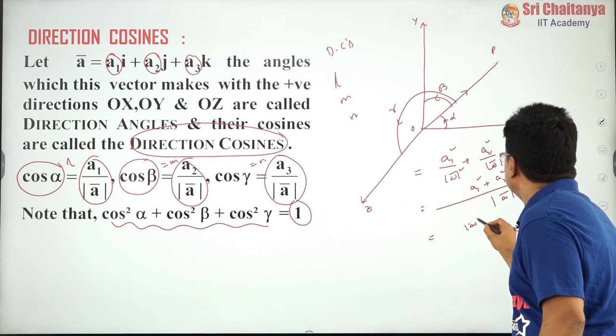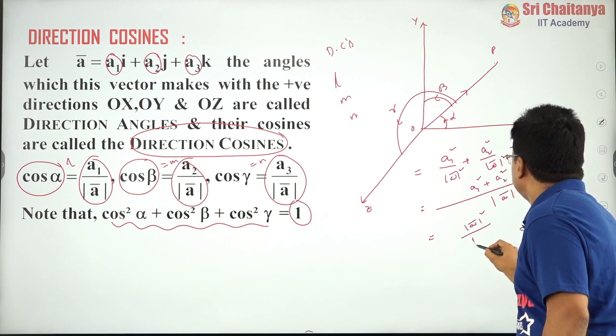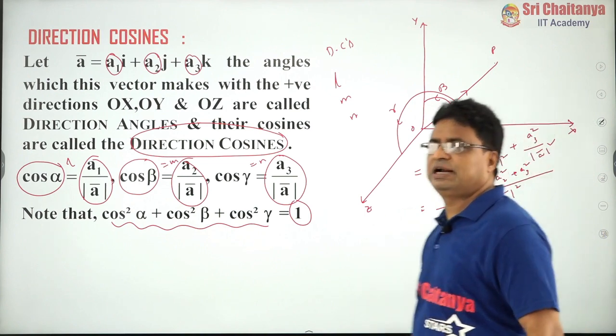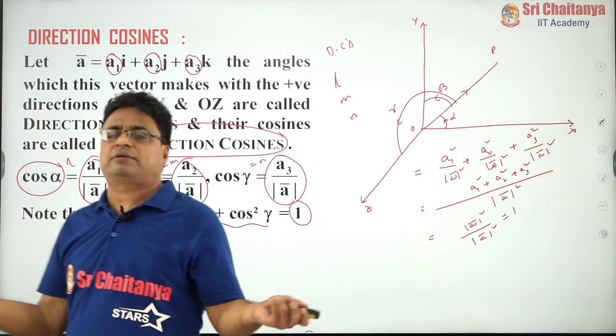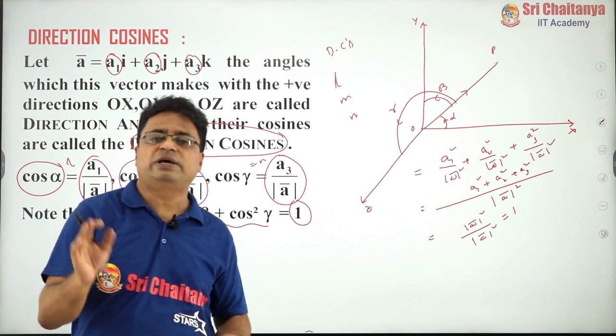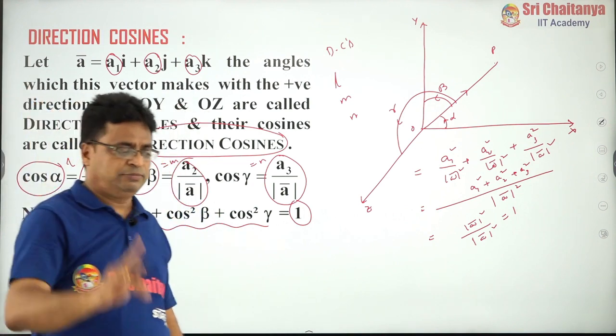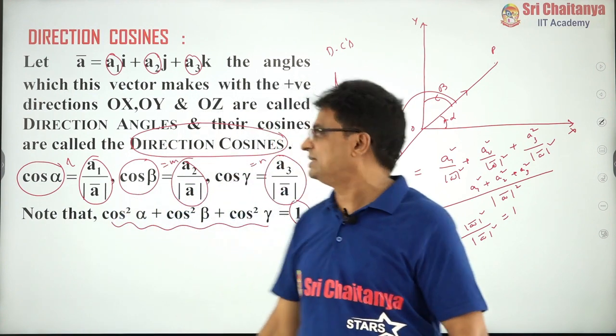Mod a bar square by, this is also equal to mod a bar square, both get cancelled, you will get that as 1. So, for any vector, the sum of the squares of the direction cosines is always equal to 1. You have to practice this result.